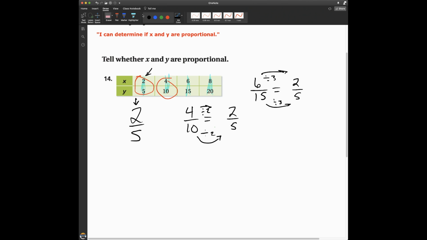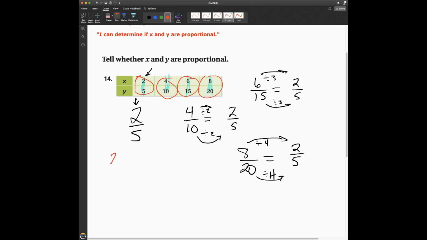All right, let's look at the last one, which is 8/20. I can divide these by 4. Divide by 4. And what do I get? 8 divided by 4 is 2. 20 divided by 4 is 5. Holy cow. I can put circles around all of these. They are all proportional. So tell whether X and Y are proportional. This is one way you could figure that out.